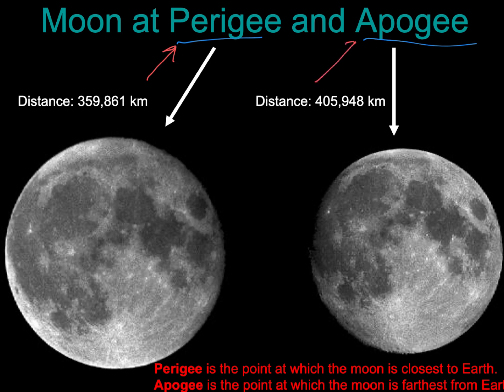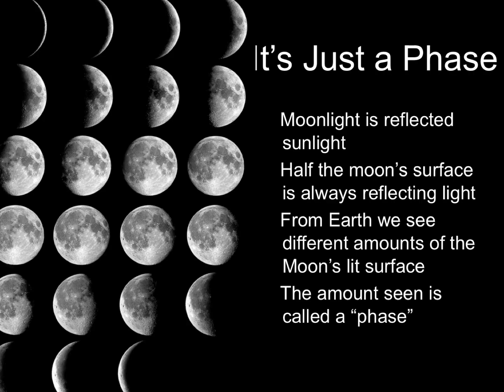Notice that these two words are similar to the words perihelion and aphelion we talked about earlier. The prefixes peri and ap still mean close and farther away, but the suffix G refers to the Earth. Remember that geology is the study of Earth.